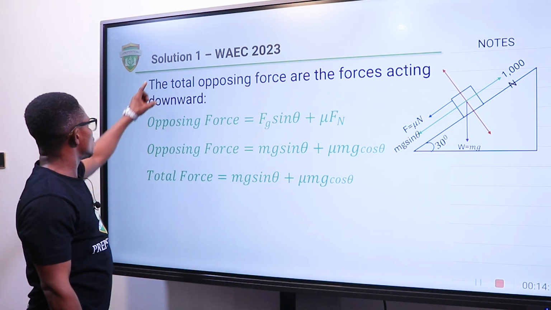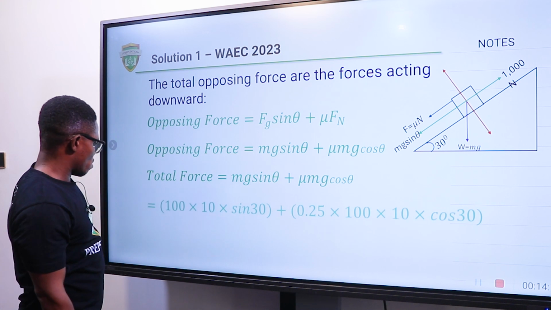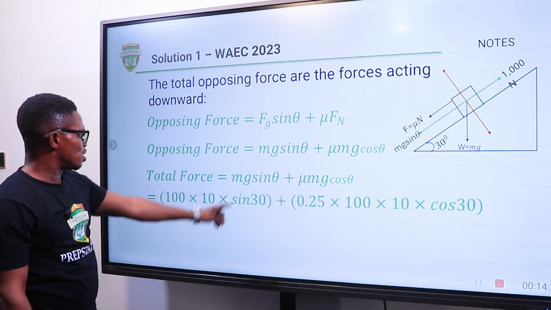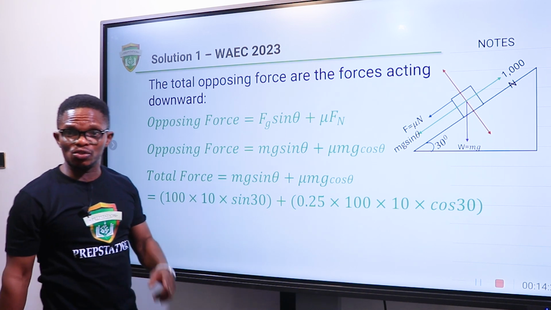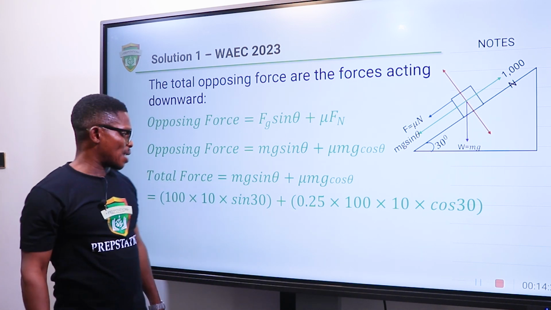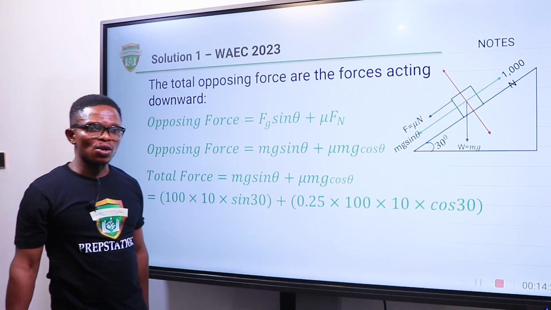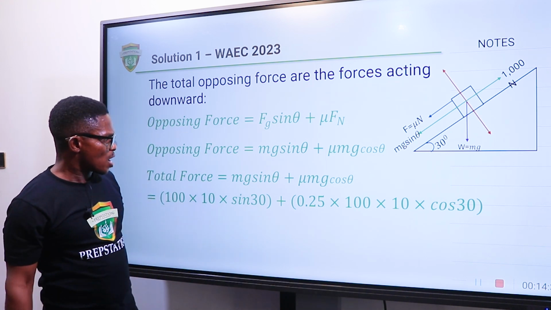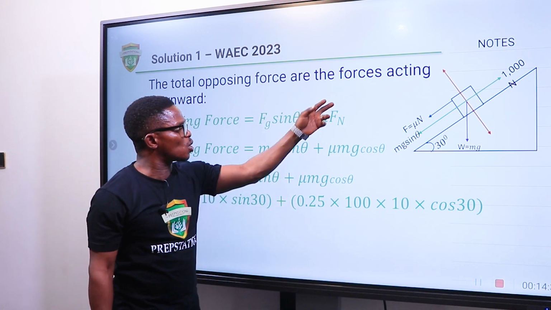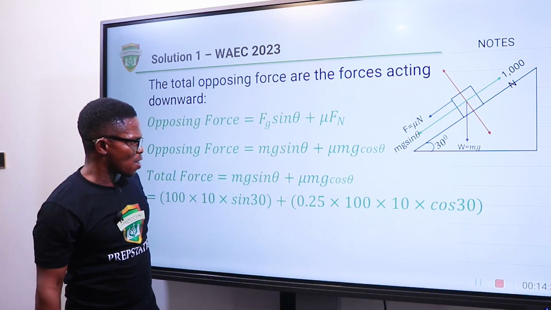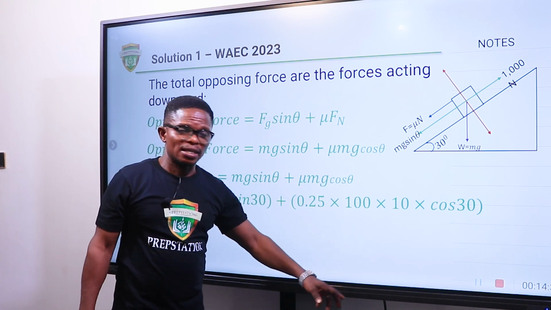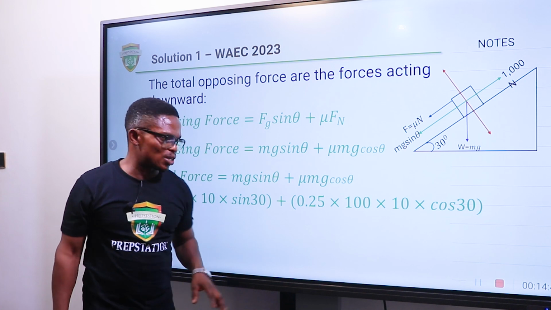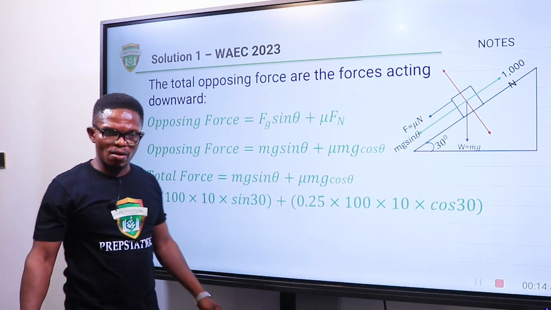So what happened? Substitute the values. Unfortunately, do we have values? Yes, we do. Mass was 100, g is 10, acceleration due to gravity on this side of the planet is 10. Then the angle of inclination is 30. That is why we have sine 30 here. And then this equals mu. Mu was also given as 0.25, times m, which is 100, times g, 10, cos 30. Now, what next? Use your calculator and play with all of these numbers, okay?